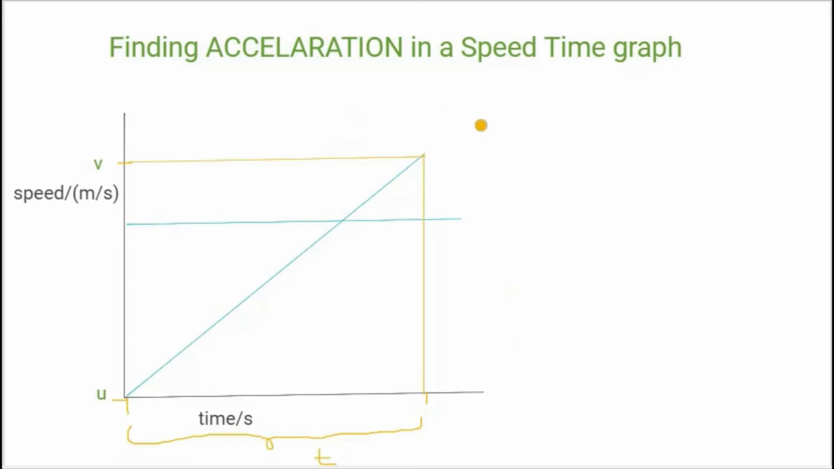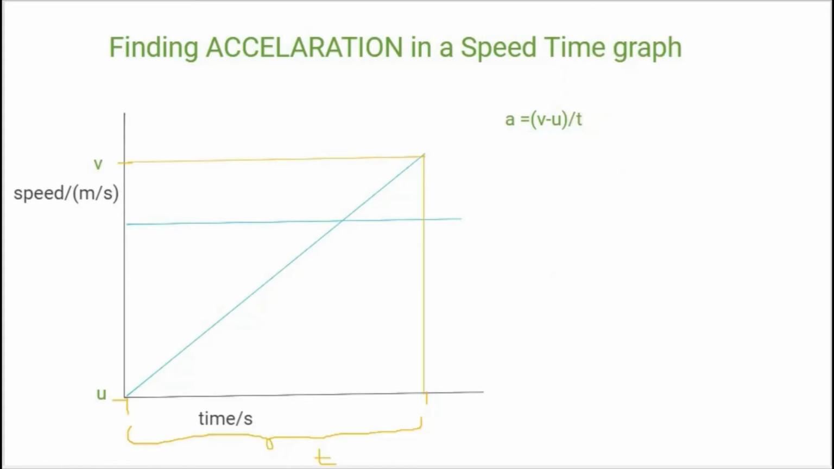Now, remember that acceleration is represented by the gradient. So finding the gradient of this line will be the same thing as finding acceleration, since we're going to use the formula a equals v minus u all over t. So what we should remember is acceleration is represented by the gradient in a speed time graph.